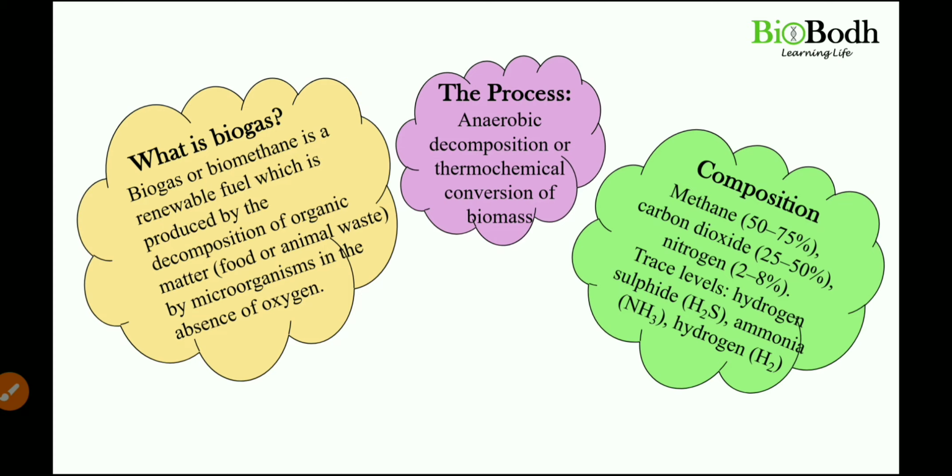If you look at the composition of biogas, it basically consists of methane, which constitutes about 50 to 75%, followed by carbon dioxide about 25 to 50%, then nitrogen 2 to 8%, and there are many other trace levels of hydrogen sulfide, ammonia and hydrogen.